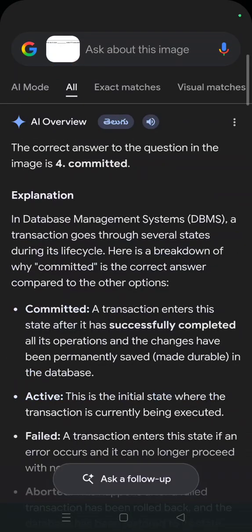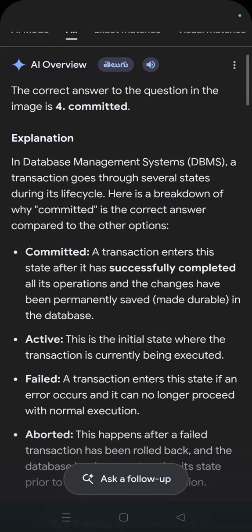The correct answer to the question is option 4, committed. Explanation: in a database management system, a transaction goes through several states during its life cycle. Here is the breakdown of why committed is the correct answer compared to the other options. Committed: a transaction enters this state after it has successfully completed all its operations and the changes have been permanently saved, made durable, in the database.